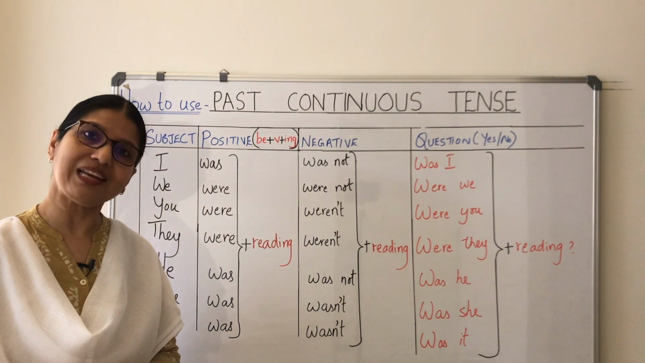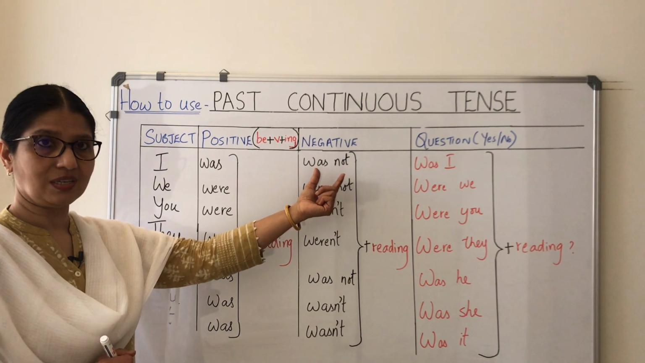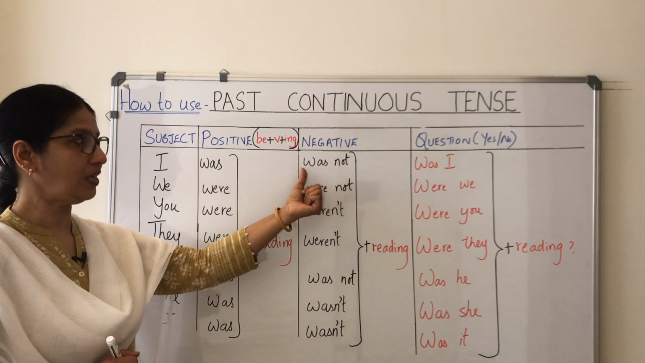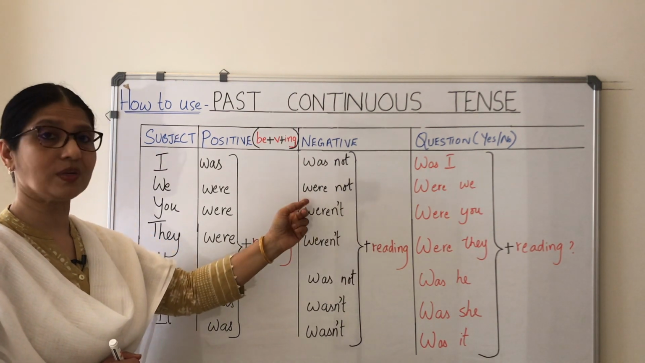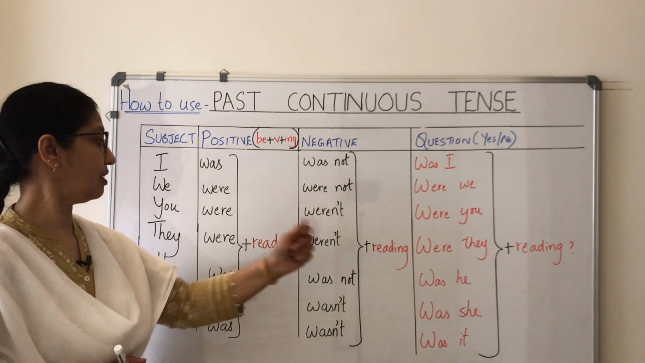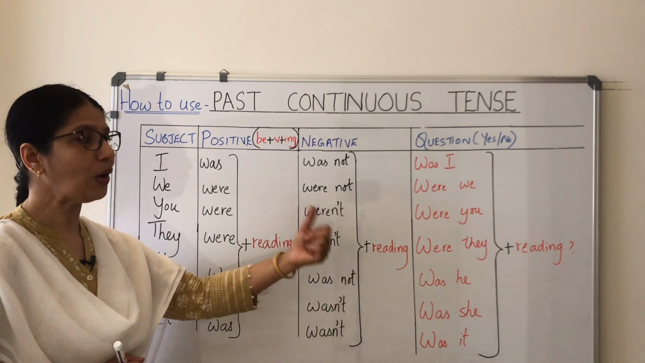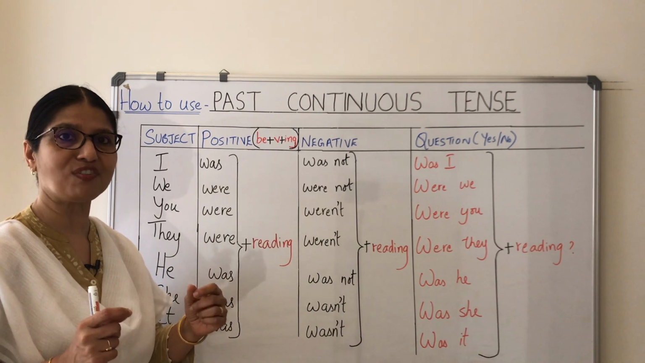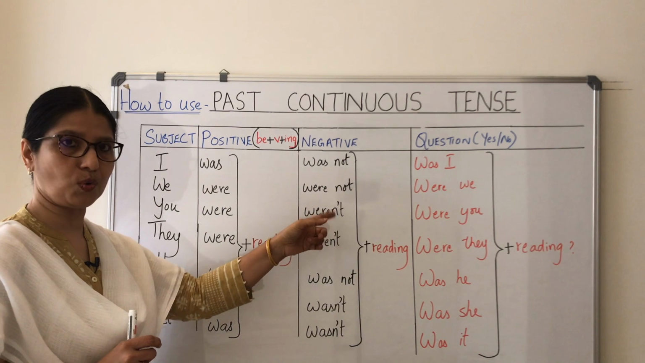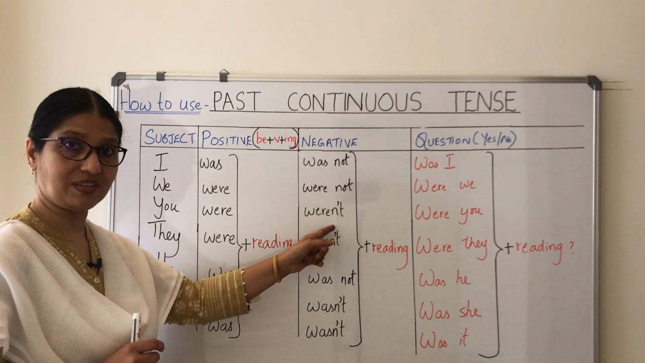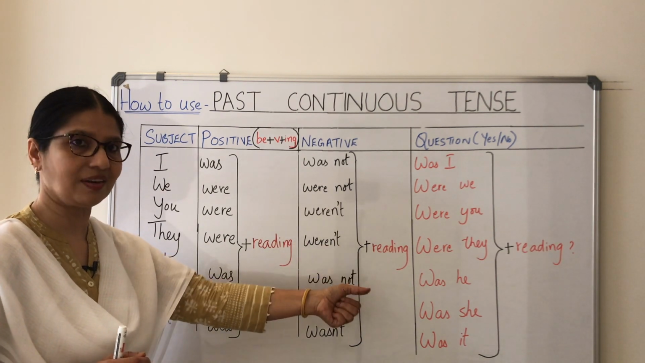And how do we make the negative form? Here we just have to add the word not with the helping verb. So here you have was not reading. The same with were not reading. So you were not reading. How do you make the contraction or the short form of were not? We put them together, we remove the o and we use the apostrophe here. So you have you weren't reading or they weren't reading.